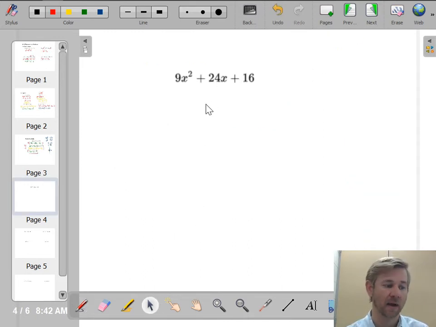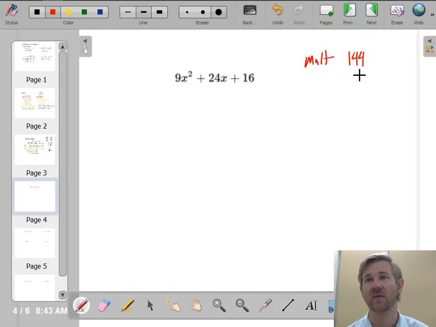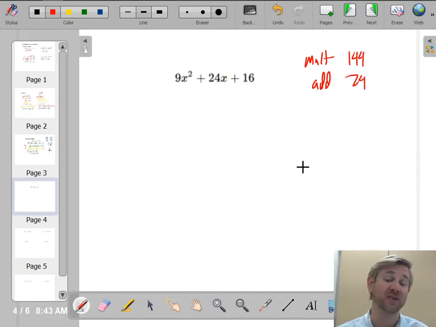Same game. I'm going to multiply the leading term and the last term. There's no GCF here. This is a multiple of 3. This is a multiple of 2. So I know there's no GCF. I need to multiply 9 times 16, which is 144, and find numbers that multiply to 144 and add to 24. Now, that's a perfect square. I know that's 12 squared, so that actually is kind of easy.